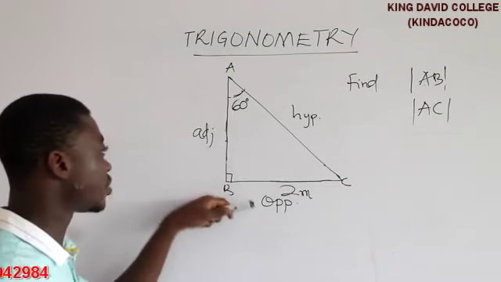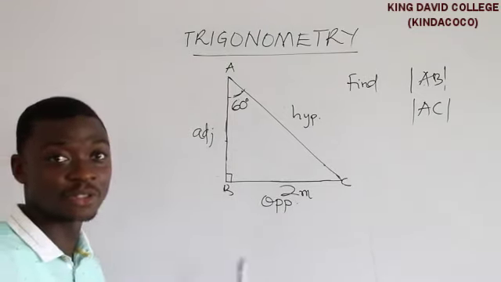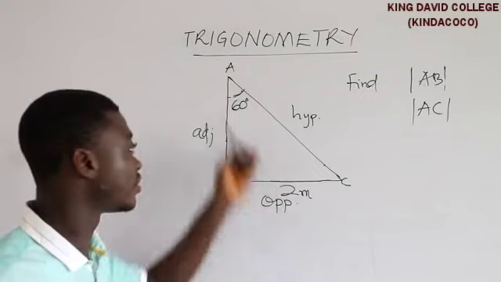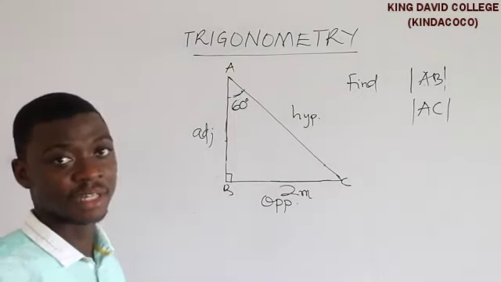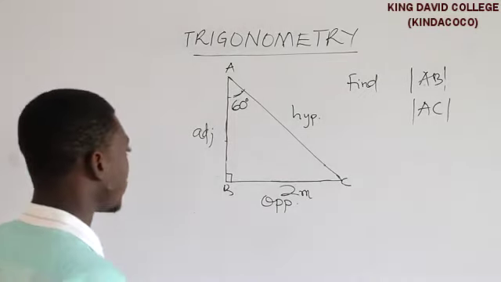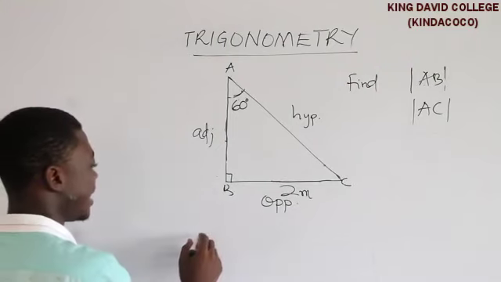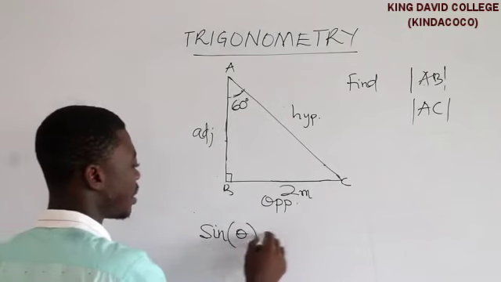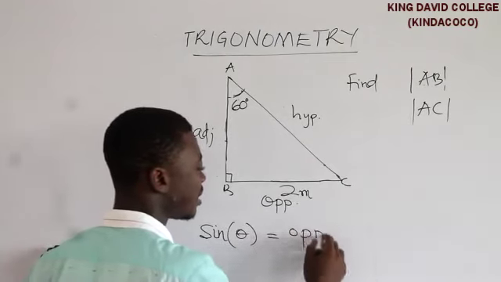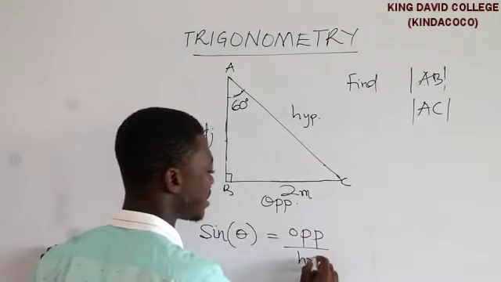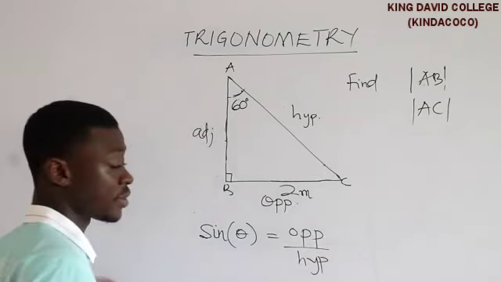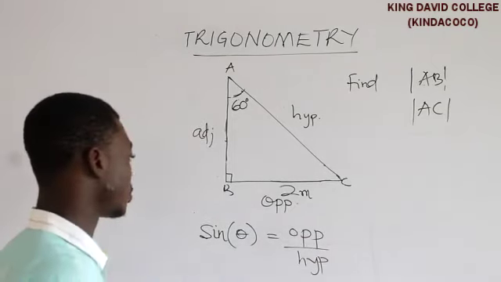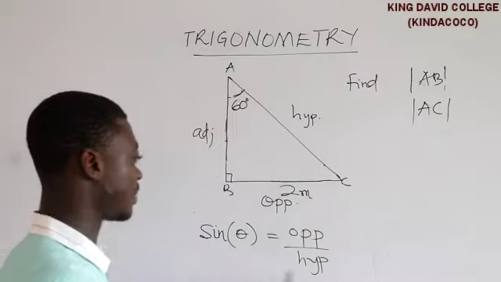If I'm given the two sides, I can choose either sine, cos, or even tan to find the other side. That one is okay. Now with this known, sine of the angle, sine theta, we always know it to be opposite over the hypotenuse, according to the formula I wrote for you. So sine theta is opposite over hypotenuse.